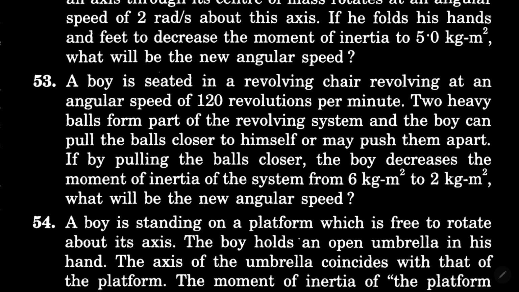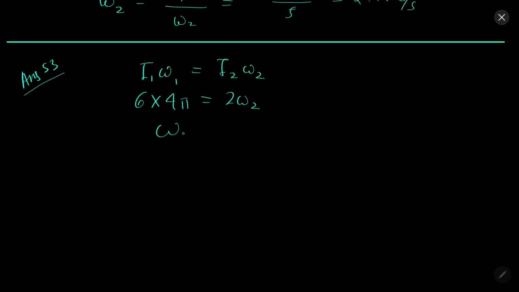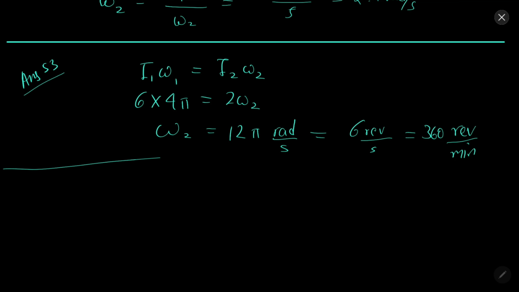In question 53, a boy is seated in a revolving chair. If by pulling the balls closer the boy decreases the moment of inertia, what will be the new angular speed? Solution 53. Conservation of angular momentum. 6 into 4 pi equal to 2 omega 2. Omega 2 will be 12 pi radian per second, or 6 revolutions per second, or 360 revolutions per minute.